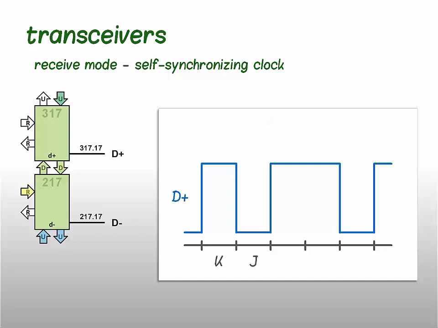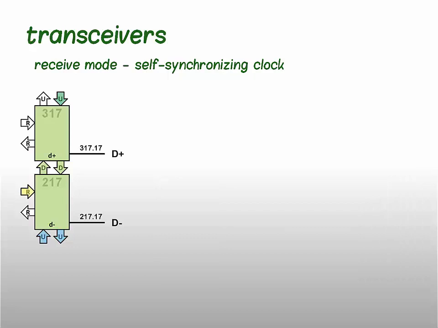A different situation arises when there is no edge detected within 16t interval. In that case, we read state of D+ line at the end of the interval and start a new 16t interval waiting for an edge. So the algorithm can be described in several steps.